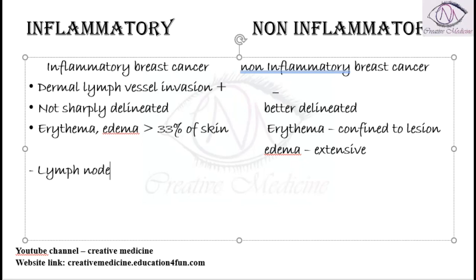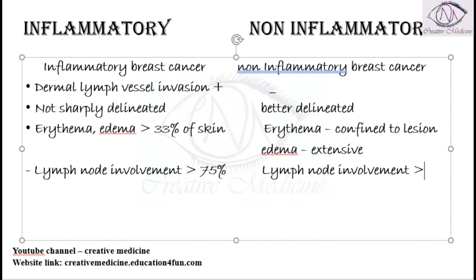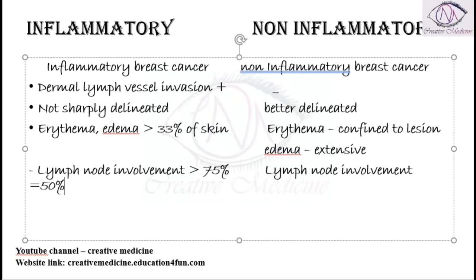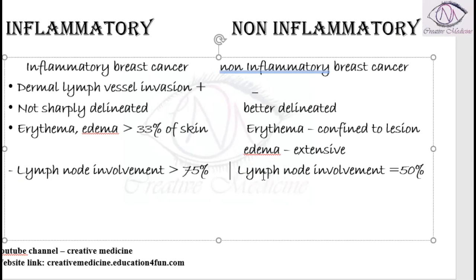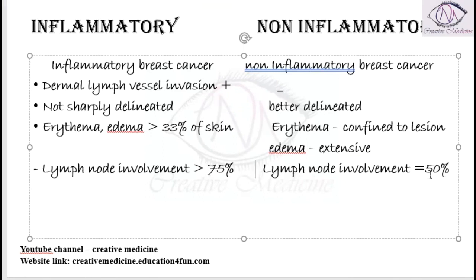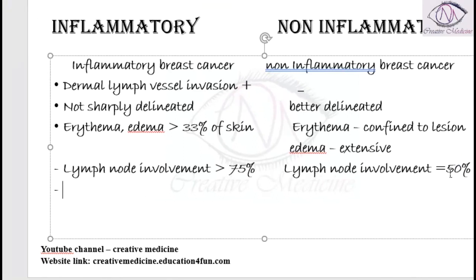Inflammatory breast cancer will have lymph node involvement in more than 75% of cases. Whereas in non-inflammatory breast cancer, lymph node involvement is seen in approximately 50% of cases. In non-inflammatory breast cancer, only 50% will have lymph node involvement.